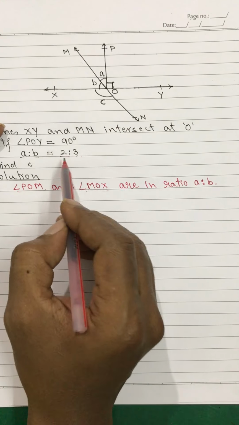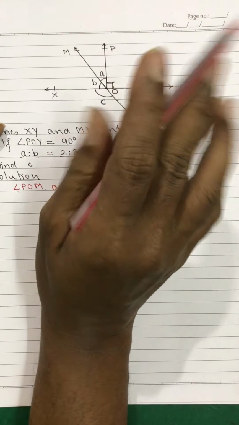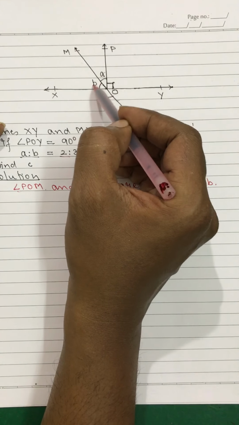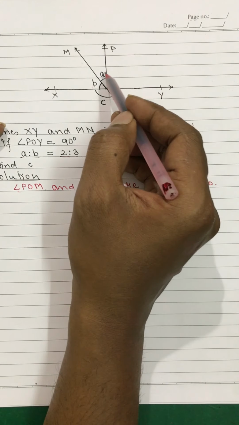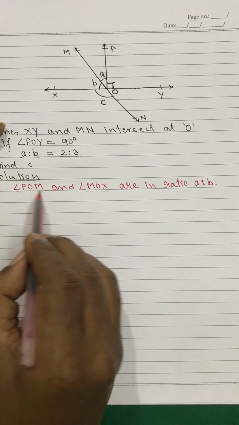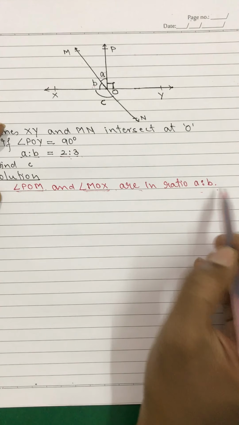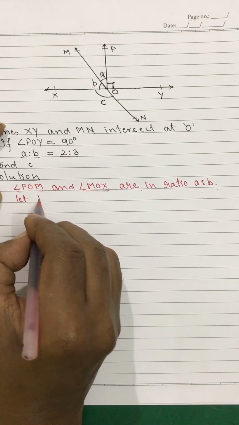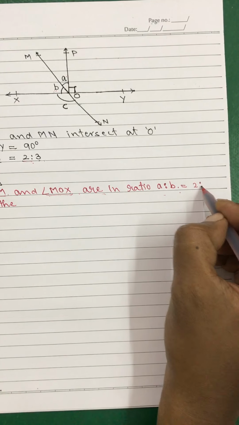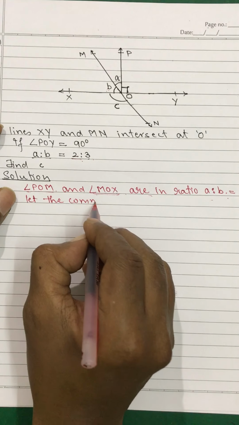This 2 does not mean that 2 is the measure of angle A and 3 is the measure of angle B. No, the ratio is 2:3. Means whatever is this angle, when you divide them and go on reducing them, it will reduce to 2:3. So first you write that angle POM and angle MOX are in the ratio A is to B, which is equal to 2:3.